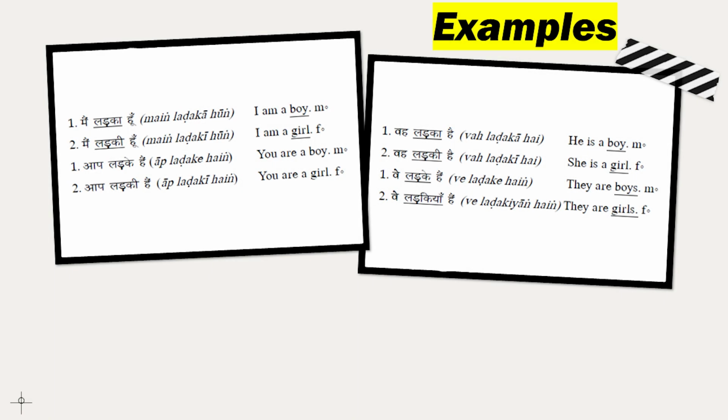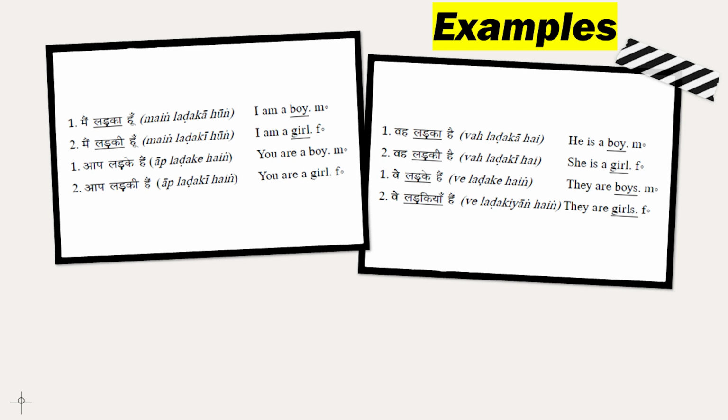Based on the sentence structure we have studied in lesson 1 and what we have learned just now, let's look at this basic sentence. I am a boy translates in Hindi to मैं लड़का हूँ. Here, लड़का means boy. Similarly, मैं लड़की हूँ is how you would say I am a girl. Here, लड़की means girl. आप लड़के हैं means you are a boy. आप लड़की हैं means you are a girl.